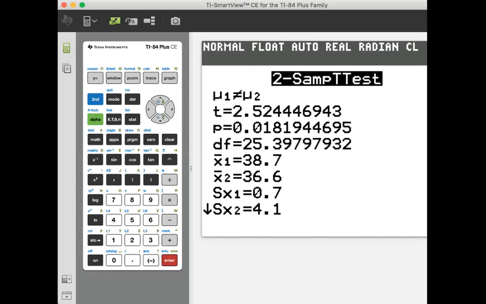And we get our test statistic is 2.254, and our p-value is 0.0182. And let's double check and make sure we had the right inputs here. 38.7, 2.7. Made a mistake here. Let's go back and quickly correct that to get the proper output here.